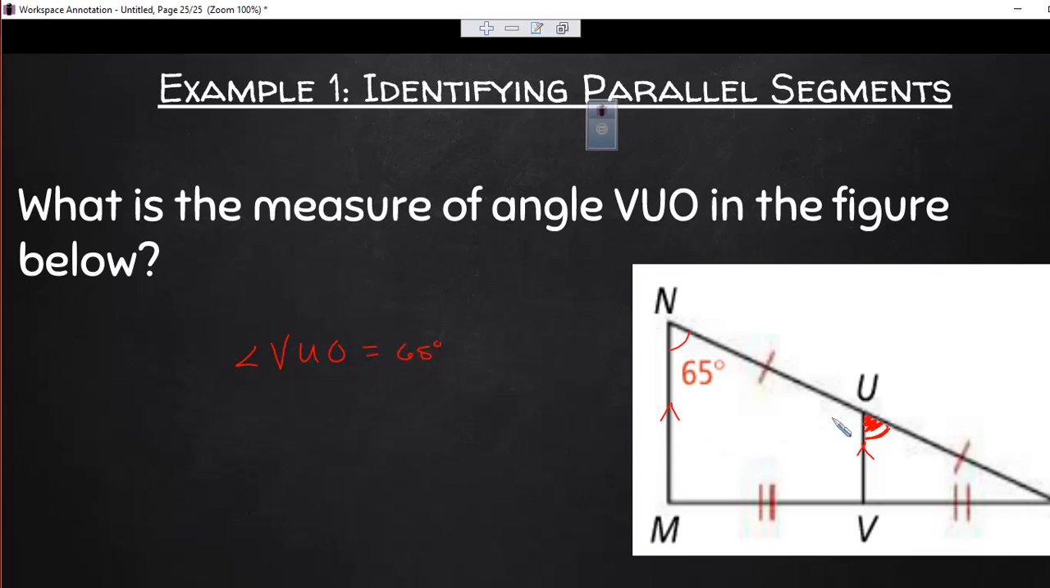Now, had it asked for the angle in UV, this would be this angle here, and it would have been a same side interior angle with 65, and this would have been 115. So, a lot of different questions they can ask. Anytime you have parallel lines, you can have special angle pairs.